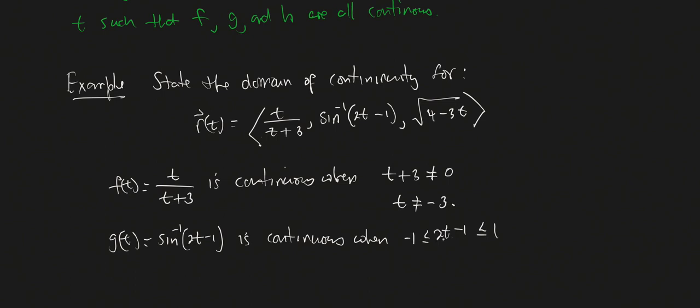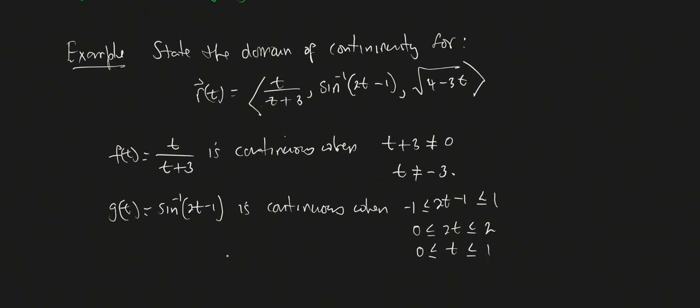So let's add 1 to each part of this compound inequality. We'll have 0, 2t, and 2, and then divide each part of the inequality by 2. So we will have 0 is less than or equal to t is less than or equal to 1. Okay, so we have that.